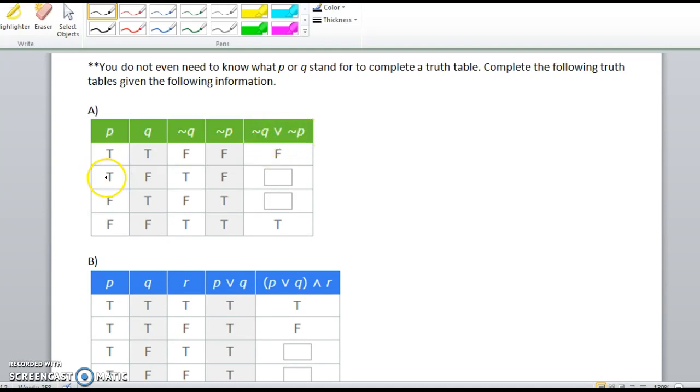Okay, second line, I have P is true, Q is false. So not Q is true, not P is false. So if I have not Q, which is true, not P, which is false, true or false is true. Third line, I have P is false now and Q is true, so not Q is false, not P is true, so false or true is again true. And then just to go through the last one with you, I have false, false, which means that not Q is true, not P is true, so true or true makes true.